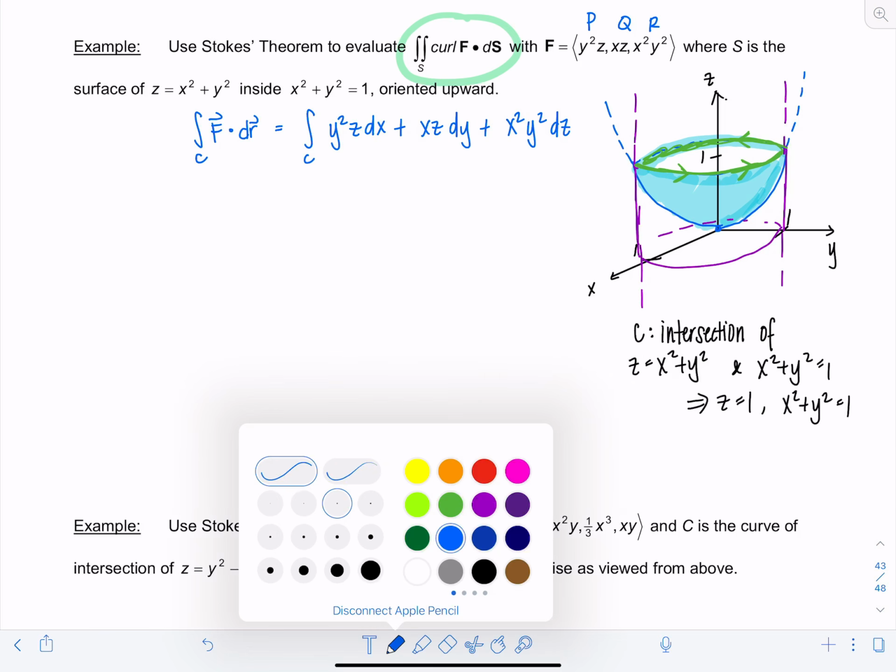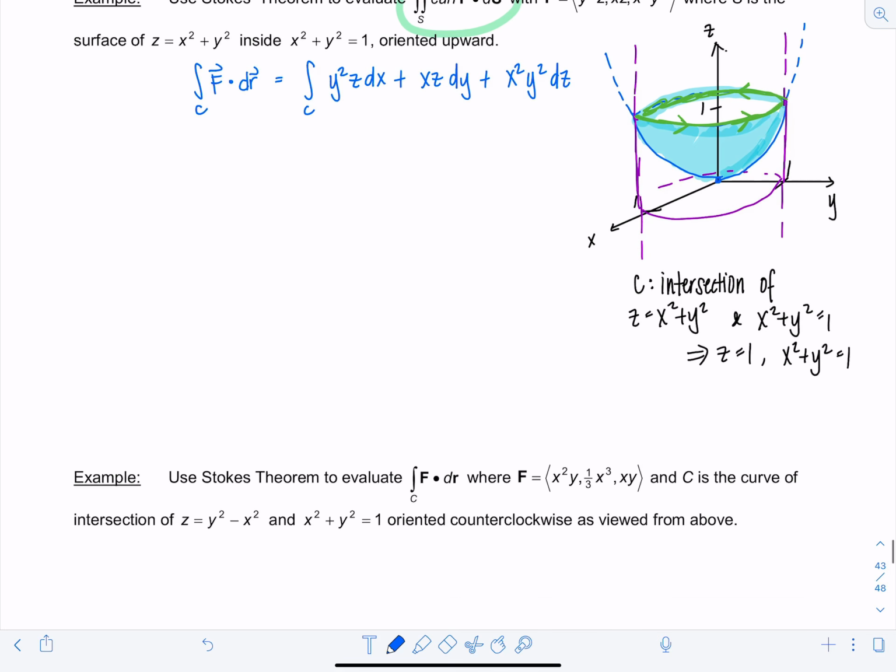So we can parameterize this very easily, right? So C I can represent with x equals cosine t, y equals sine t. That means dx would be negative sine t dt. dy would be cosine t dt. Oh, excuse me, and z is 1. So dz would be 0. And then t needs to range between 0 and 2 pi.